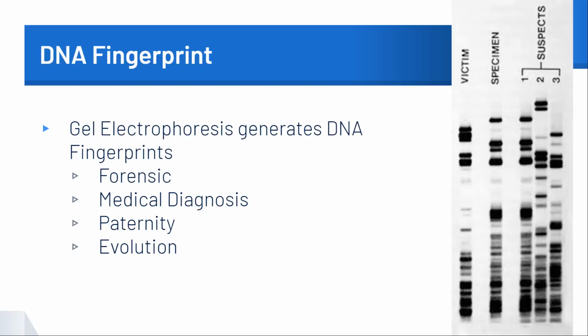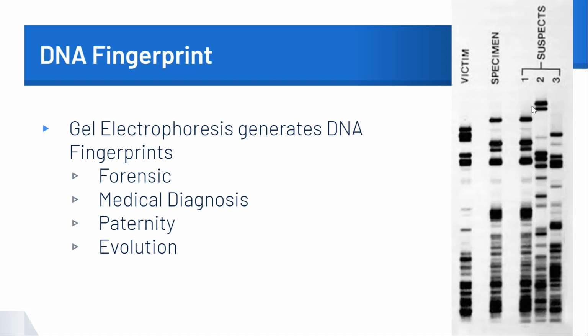But there's lots and lots of uses of DNA fingerprinting, and the pattern that's created from gel electrophoresis is called a DNA fingerprint. And we can use it in forensics to solve crimes. So in this diagram over here to the right, this is a picture of a gel, and we're looking at a lane. The first lane here has the victim's DNA, and then we've got a specimen that was left at a crime scene, and we have DNA from 3 suspects.